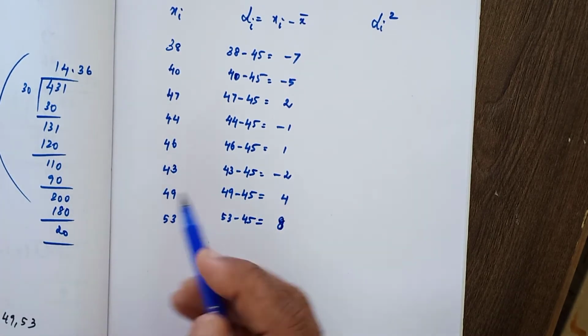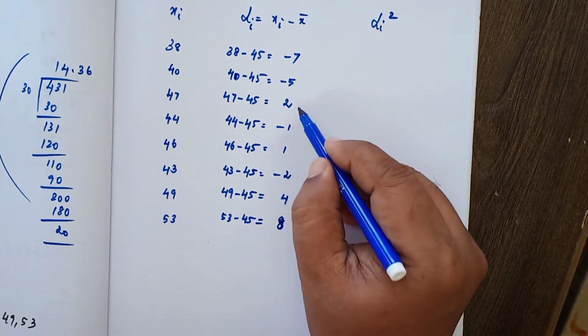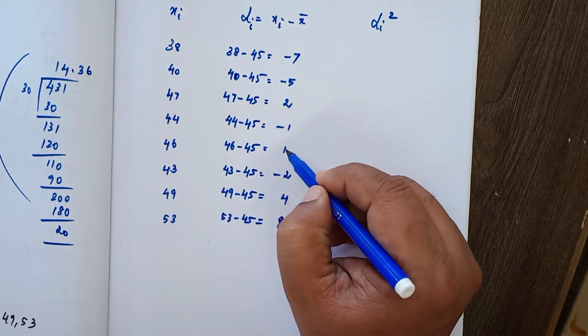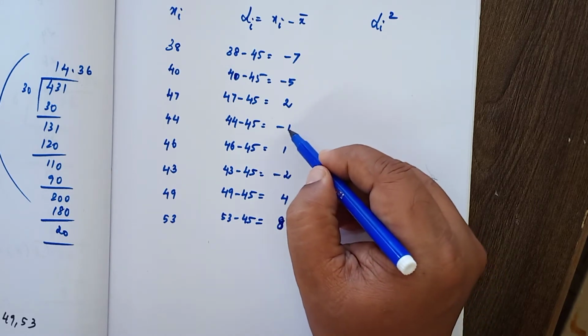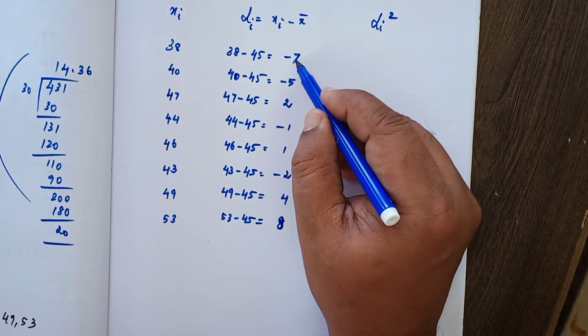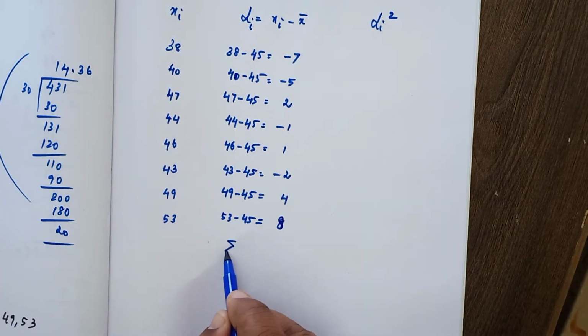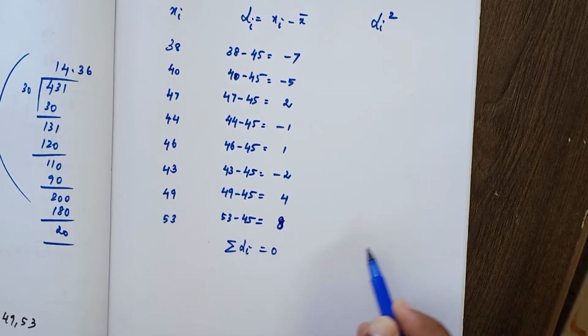Okay. Now, 8 plus 4, 12. 12 plus 1, 13. 13 plus 2, 15. Positive numbers are added, 15. Like that, minus 2 minus 1, that is equal to minus 3. Minus 3 minus 5, that is minus 8. Minus 8 minus 7, that is minus 15. So 15 minus 15, that is equal to 0. Sigma di is equal to 0.